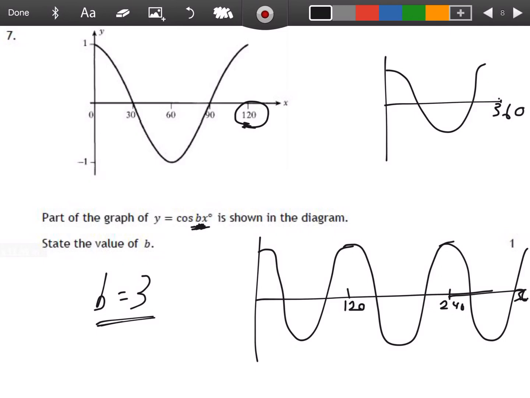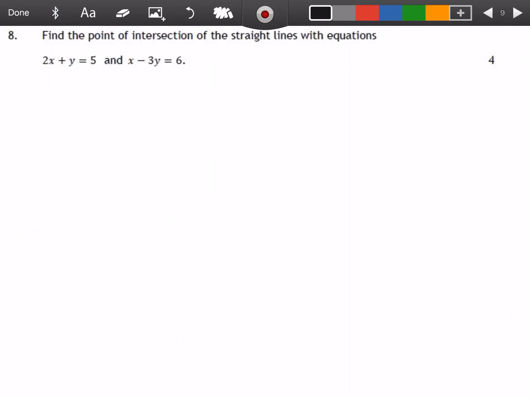Right. Number 8, find the point of intersection of these lines. The point of intersection can be done by 2 equations. I'm going to write them one above the other. And in doing so, I'm hoping that you know how we're going to do this. 2 equations, one above the other, is simultaneous equations. Simultaneous equations can find the point of intersection of 2 lines.